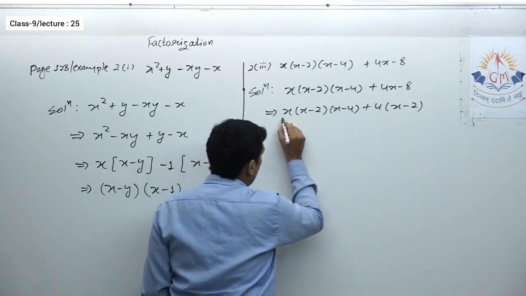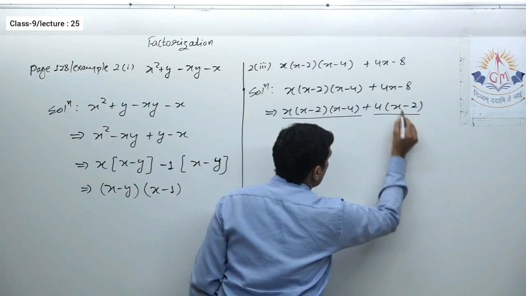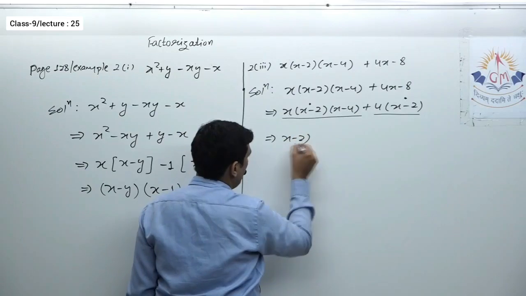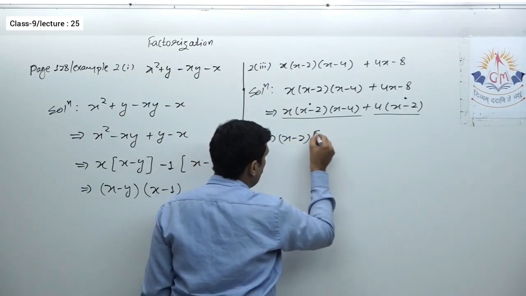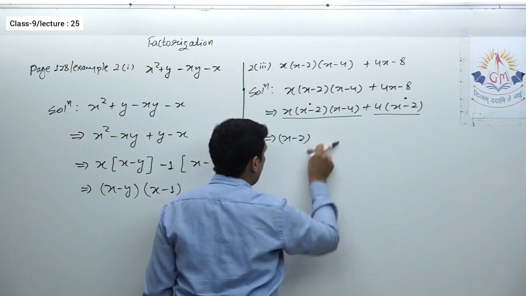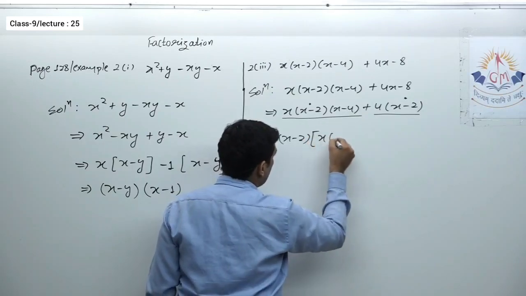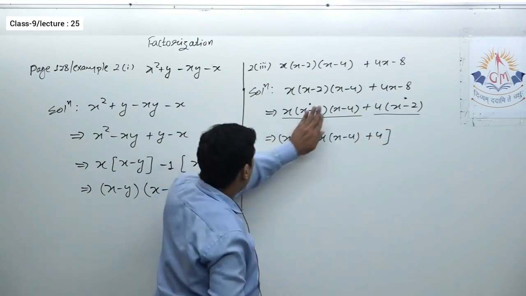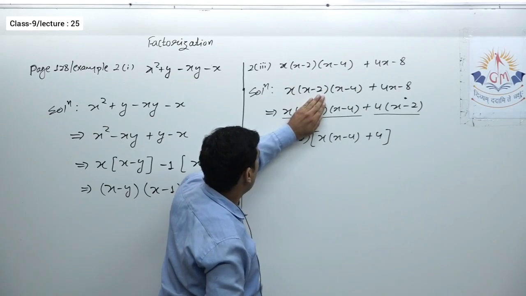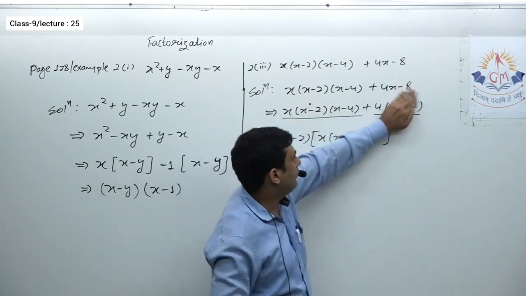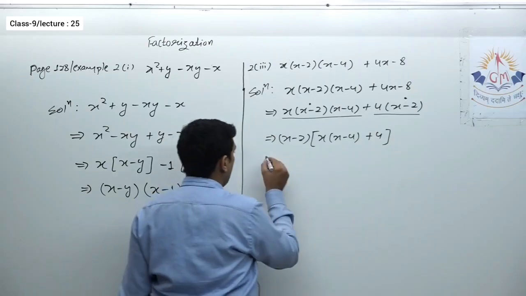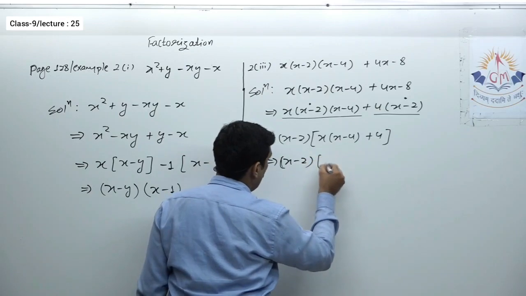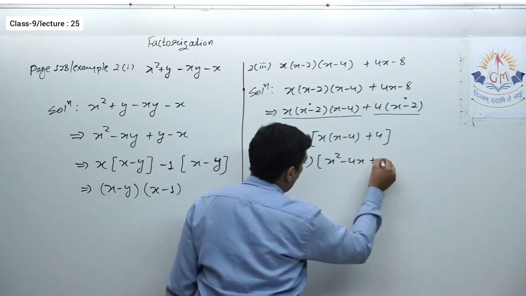Now see, this is the first term and this is the second term. What is common? This x minus 2 is common. If I take x minus 2 common, what am I left with? I am left with x, x minus 4 plus 4, isn't it? Hide this for a while. What can you see? x, x minus 4. Hide this, what can you see? Plus 4. Now this x minus 2 remains as it is, and over here I'll get x square minus 4x plus 4.